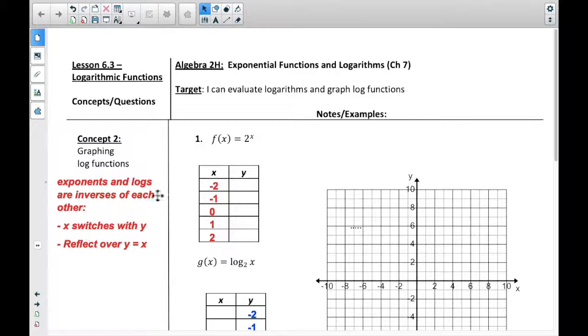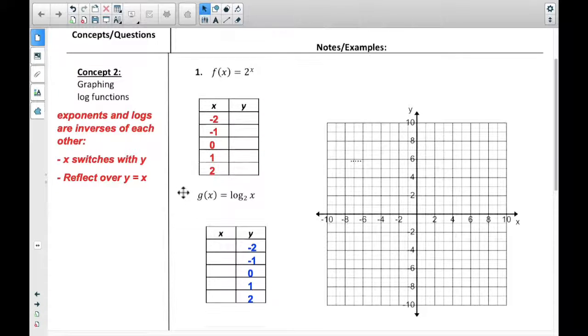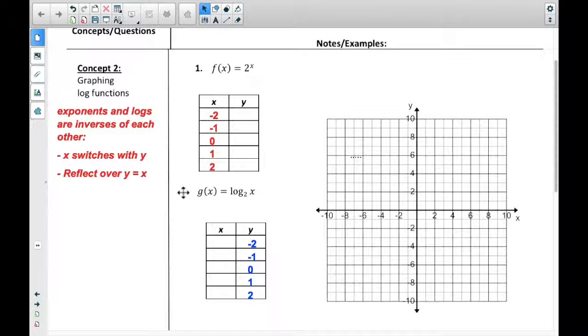And over here in the margin, when we talk about inverses, then when we're graphing, that means the x switches with the y. And also when we're graphing, it means we're going to reflect it over the line y equals x. So let's take a minute to think about how to graph an exponential equation, and then we'll use that information to graph the log function.